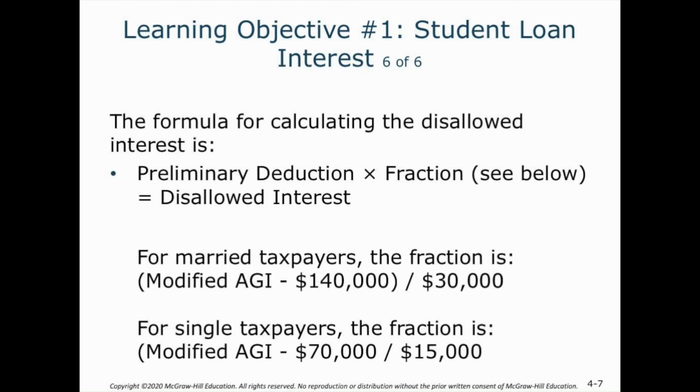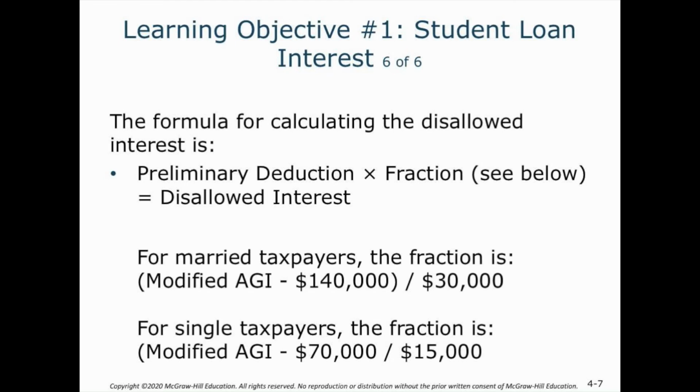Let's take a look at the calculation to determine the phase out. We're going to take the preliminary deduction multiplied by the fraction, and that's going to give us the amount that's disallowed. So for example, we'd take our modified AGI. If it was 140,000, at the lower end of the joint return, we'd have $0 once we subtract 140,000 from it. So we'd have a fraction of 0%. So we have no disallowed interest.